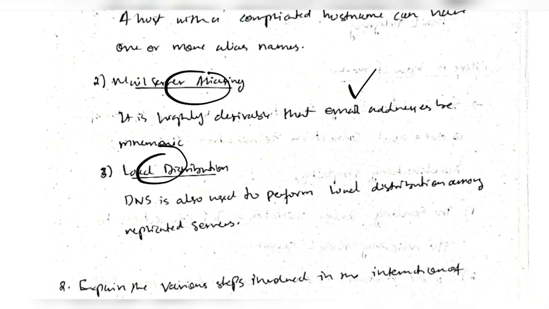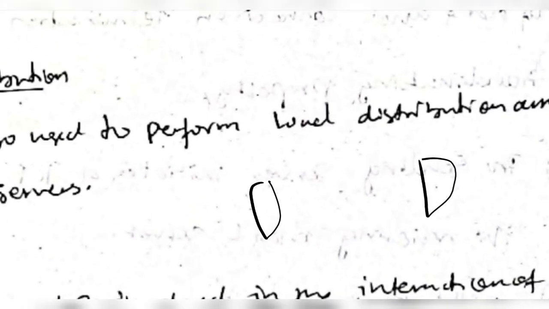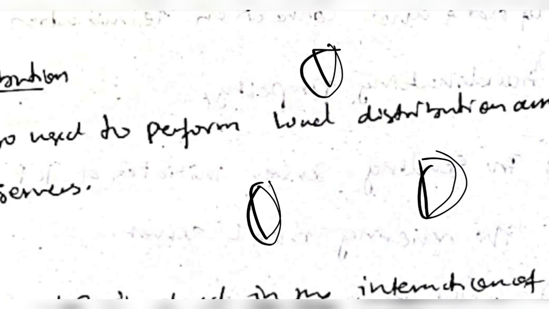The third one is load distribution. If there are many servers located at very different places, a long distance apart, there will be a distribution of the data. All of these servers will have the same data, and if the user is near a server, he'll get the data from it. So that is load distribution.